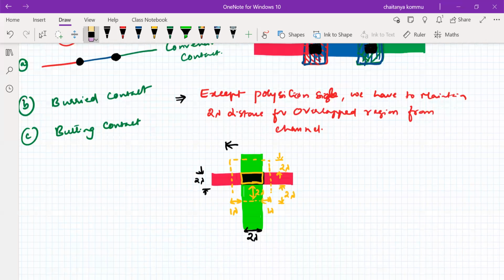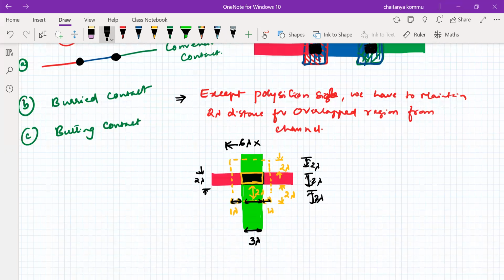For example, let us consider this is a 3 lambda, minimum 2 lambda maintained. So this is 3 lambda, this is 2 lambda, this one is 1 lambda. This is 3 lambda, this is another 1 lambda. What is the value of this one now? This is a 2 lambda, this is another 2 lambda, this is another 2 lambda. Therefore, 6 lambda is the length of the transistor.